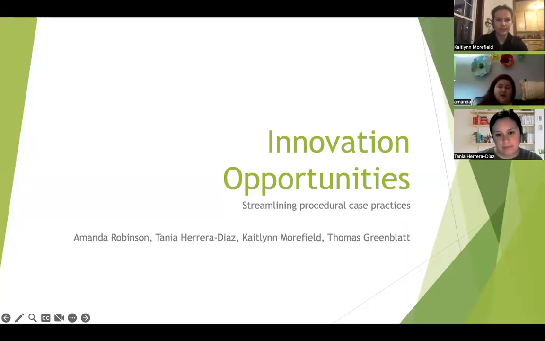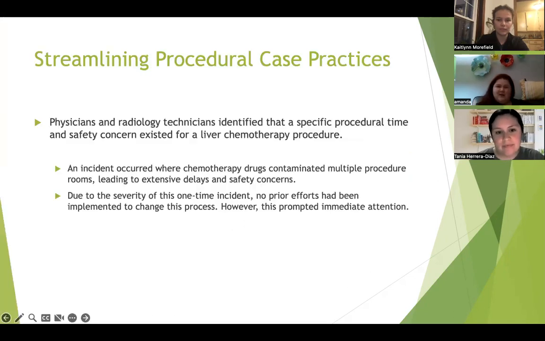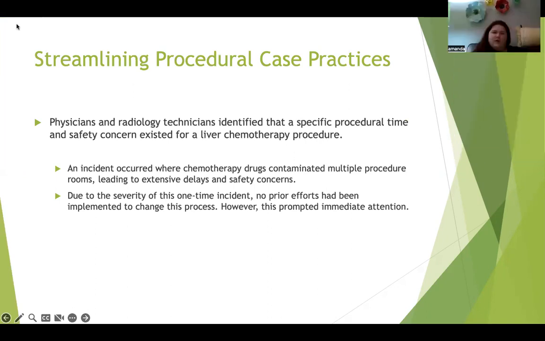Hello, and this is the PUGS Innovation Opportunities, and we're doing streamlining procedural case practices. It was noticed that in interventional radiology, physicians and radiology techs identified that a specific procedural time and safety concern existed for a liver chemotherapy procedure. Specifically, it's called chemospheres or theraspheres.